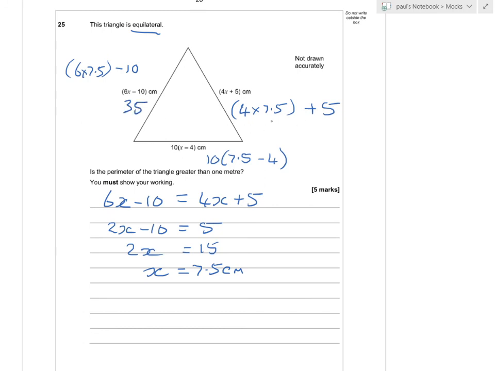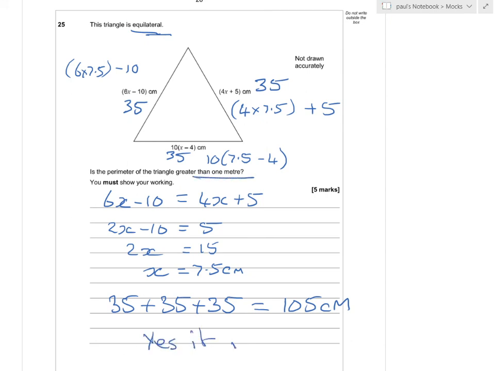Now these should all be exactly the same. So 4 times 7.5 plus 5 equals 35. You'd expect it, as it is an equilateral, but I want to do so. Yeah, 3.5 times 10 is 35 also. So the sides are 35 plus 35 plus 35, or 35 times 3, and it's 105 centimeters. So is the perimeter of the triangle greater than 1 meter? Yes, it is.